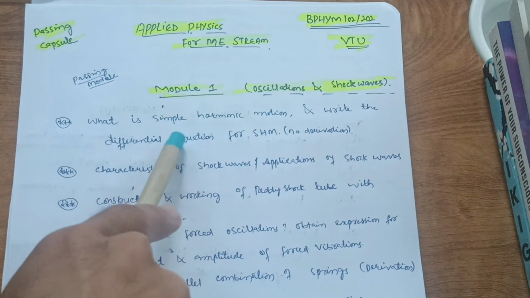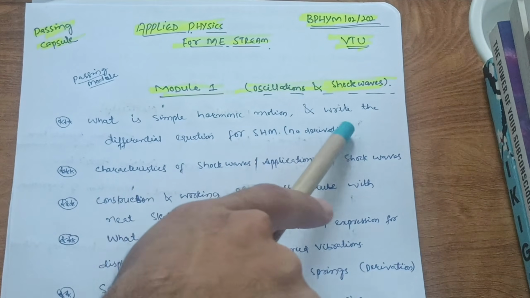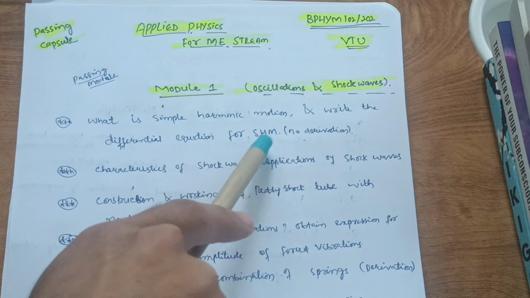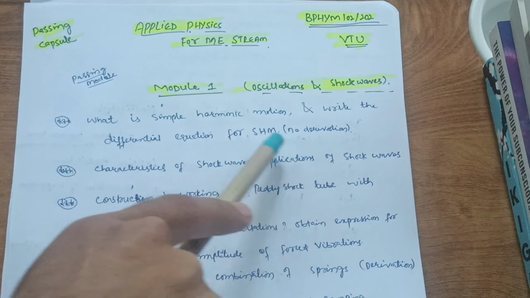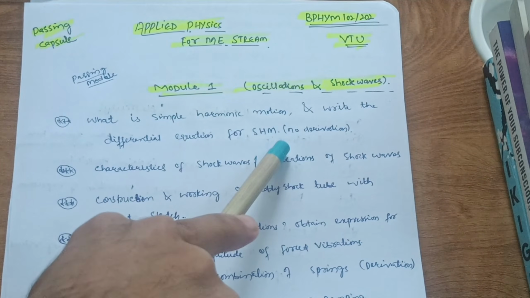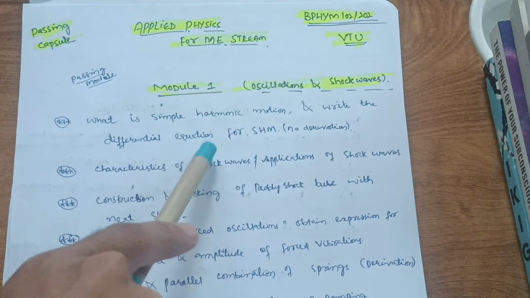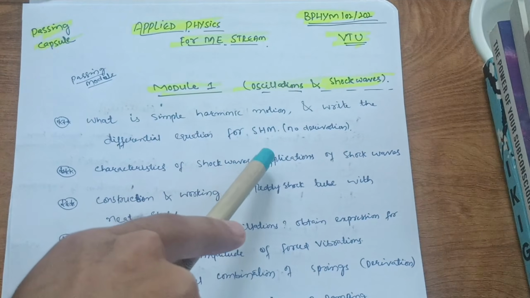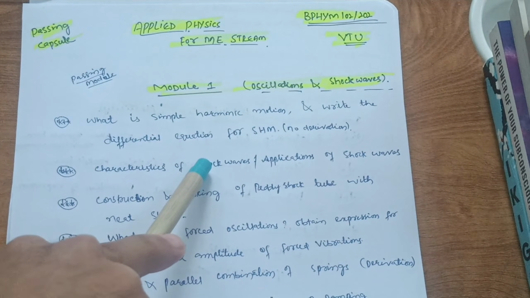So the first question, which is a definite question, is: what is simple harmonic motion, and write the differential equation for SHM. This time in the syllabus there is no derivation for this SHM. Actually in the previous syllabus derivation was important, but this time they have deleted this derivation. So focus on the simple harmonic motion definition and write down the differential equation. Simply you have to write down the differential equation.